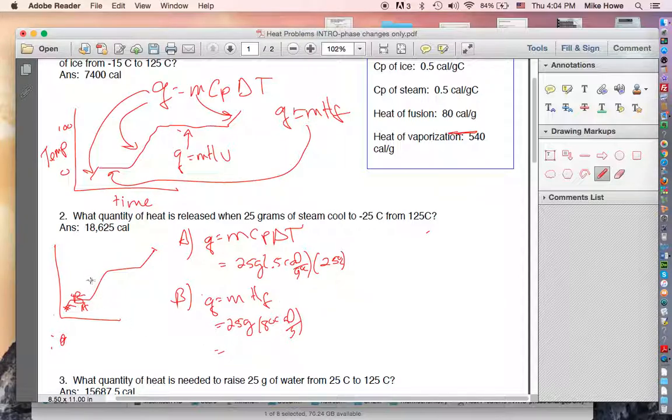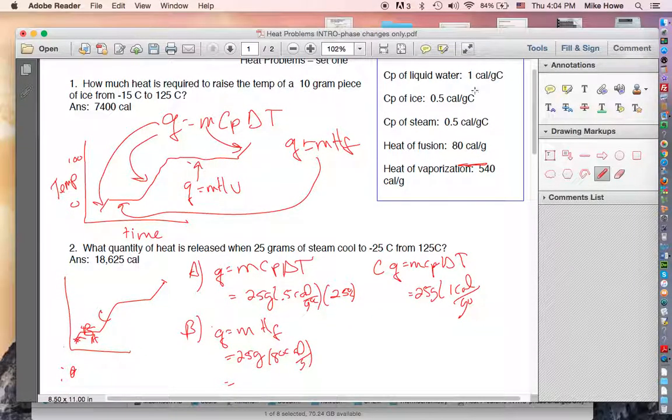All right, up here, part C, we would use the formula that involves temperature change. So Q is equal to mCp delta T. Mass is still 25 grams. The specific heat capacity is 1 calorie per gram degree C. Come up here, you can see that, oh, can't see because it's too far. 1 calorie per gram degree C.